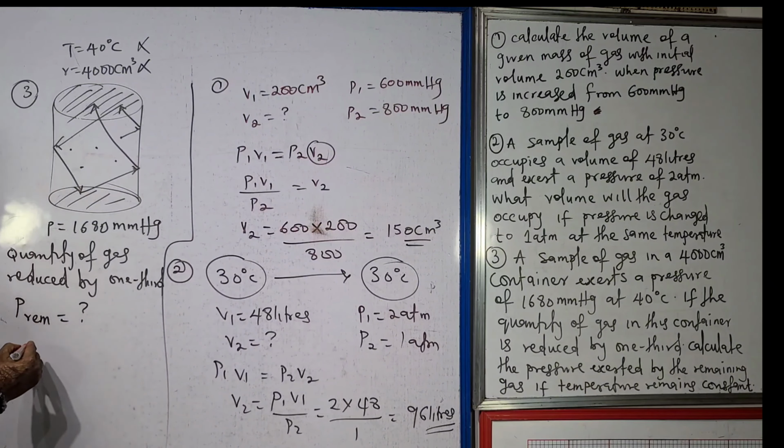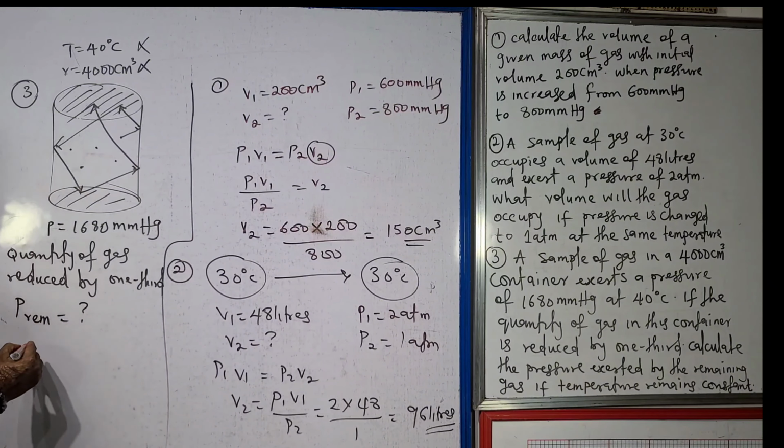Charles' law states that the volume of a given mass of gas is directly proportional to the absolute temperature. Emphasis on the word absolute temperature, which we are going to talk about much later, provided the pressure remains constant. Here, volume is directly proportional to temperature.